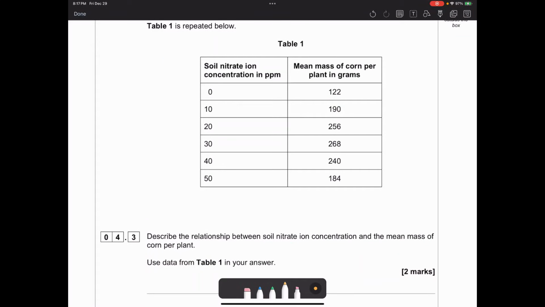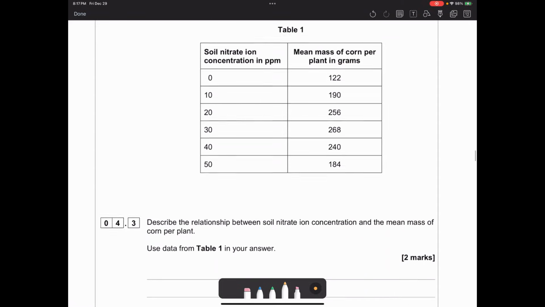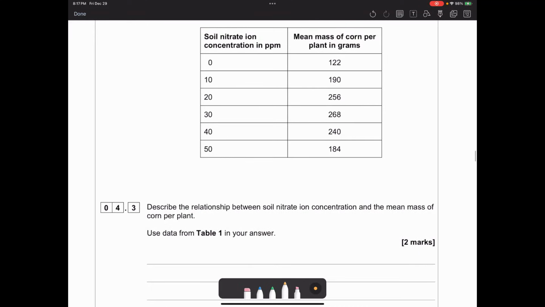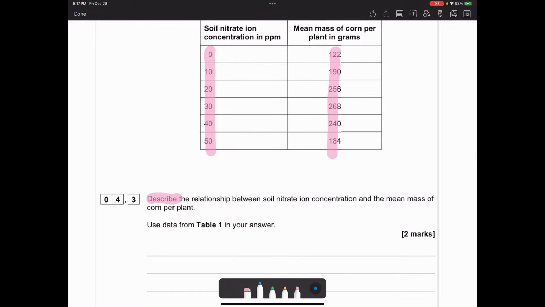Table 1 is repeated below. You've got the soil nitrate ion concentration and the mean mass as before. Describe the relationship in soil nitrate ion concentration and the mean mass of corn per plant. Use data from table 1 in your answer. So describe just means say what you see. So what's happening to the numbers as I increase my concentration of nitrate ion?